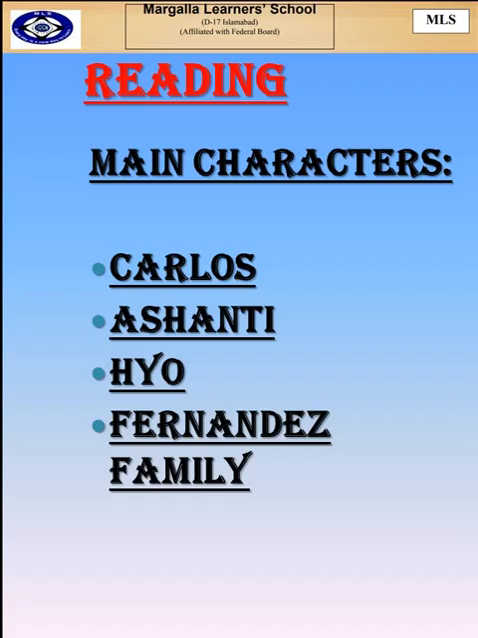Now we are going to start the reading. The audio for the reading is already attached in your online portal. I'm now going to tell you about the main characters which you are going to read about in this whole story, that is the red rubber ball. Our main characters are Collis, Ashanti, Hayo, and Fernandez family.